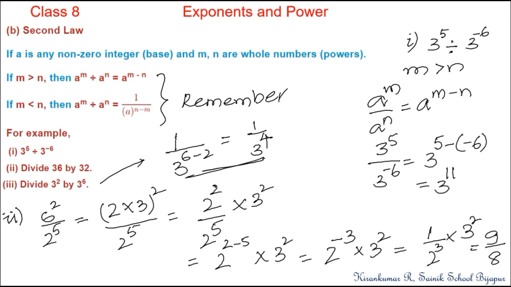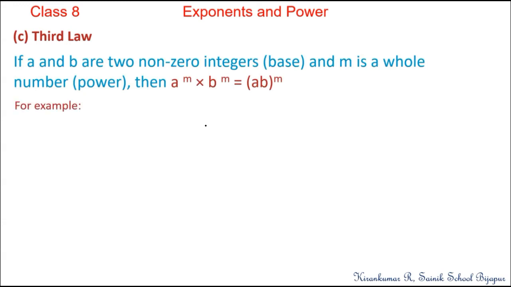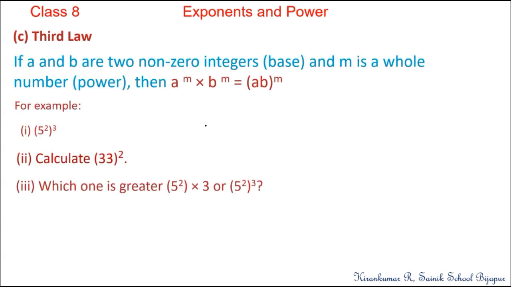Let us see the third law. a and b are two non-zero integers. They are the bases. And m is a whole number, which is a power. Then a to the power of m into b to the power of m is equal to (a into b) raised to the power m. For example, I have got 3 questions here. Let us solve.